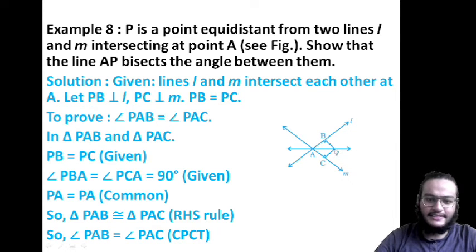So for that, let us consider triangle PAB and triangle PAC. In this, it is given that PB is equal to PC. Next, angle PBA should be equal to angle PCA as they form 90 degrees, and PA is the common side between the triangles. Hence, by the RHS rule, we have proved that triangle PAB is congruent to triangle PAC. By the CPCT rule, we can prove that angle PAB is equal to angle PAC. Hence, the question is proven.